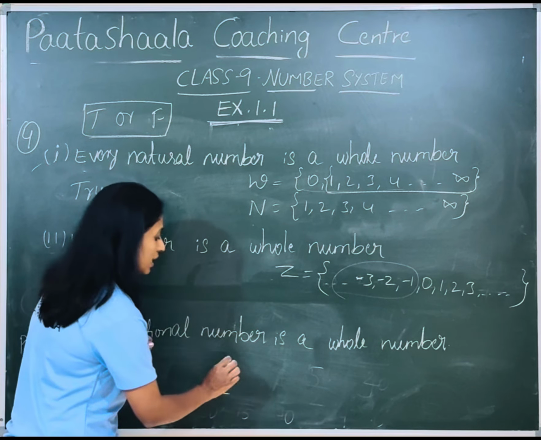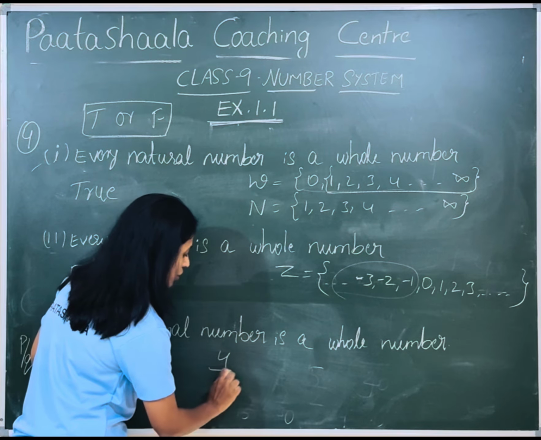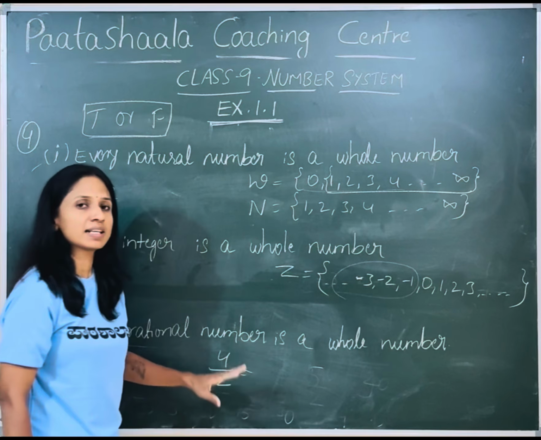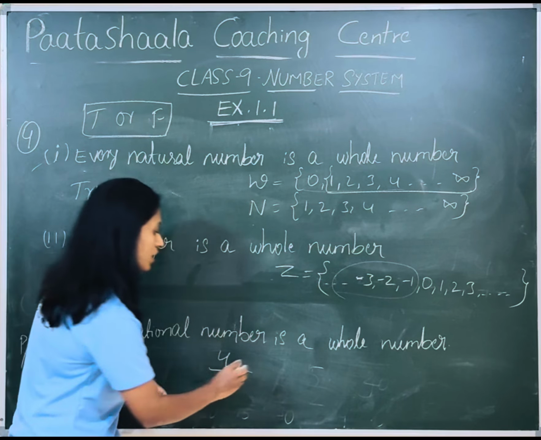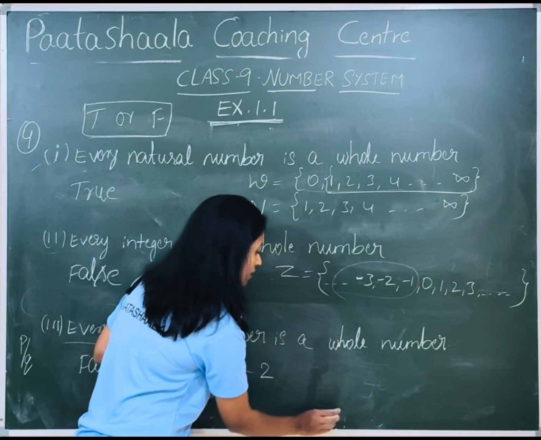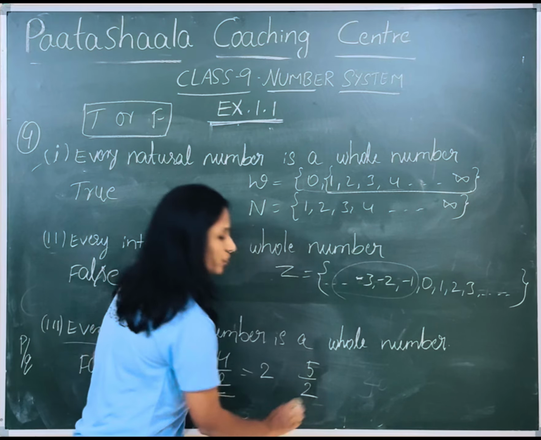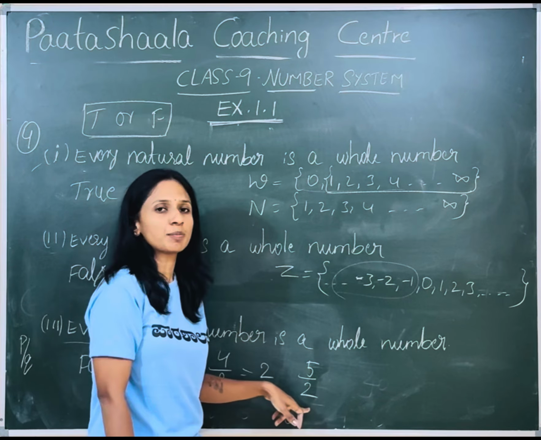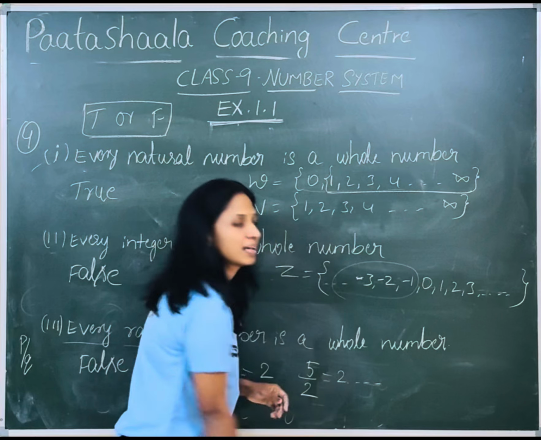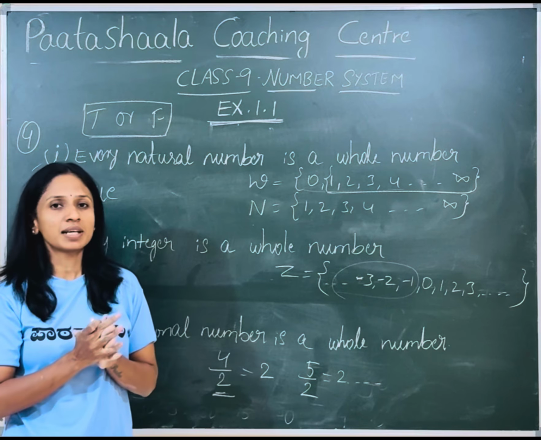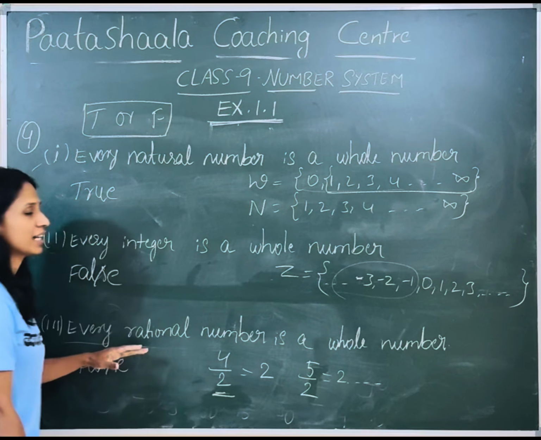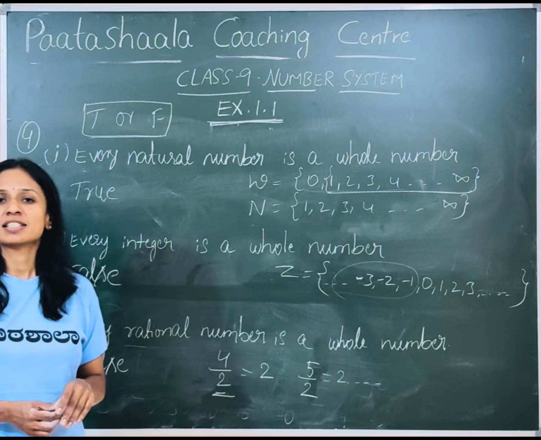Why is it not a whole number? Let's take an example. Take a fraction 4 by 2. This is a rational number. The 4 will be divided completely by 2. What is the answer for 4 by 2? It is 2. Yes, this rational number is a whole number. So let's take another one. If it is 5 by 2, 5 will not be divided completely by 2. We will get a remainder. So we will not get a whole number. So every rational number will not be a whole number. We may get whole numbers for some rational numbers. So this statement is false. Every rational number is not a whole number.